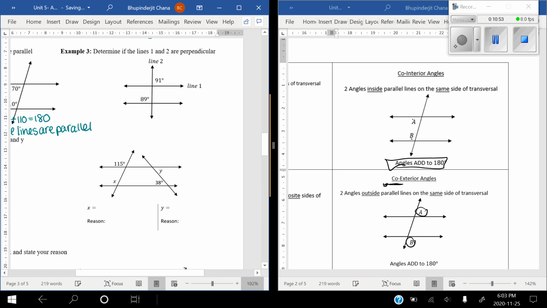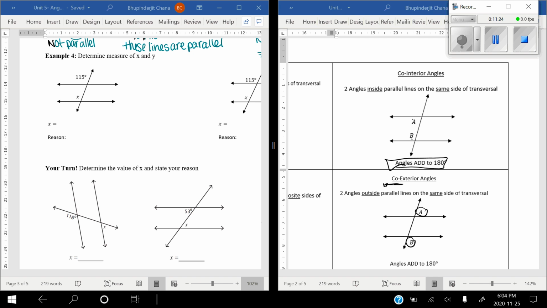Okay, I have one for you to try on your own. You're going to tell me if these two lines are perpendicular. You can pause when you're ready. All right, for these two lines to be perpendicular, the angles need to add up to 90 degrees. So I would say no, because the angle is not equal to 90 degrees.